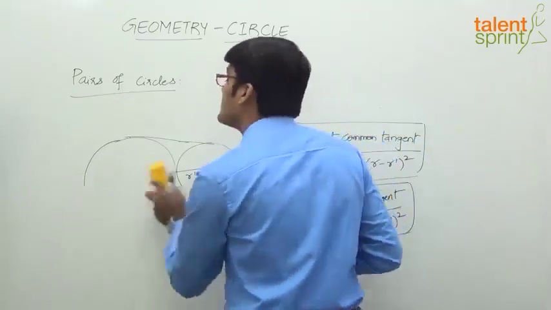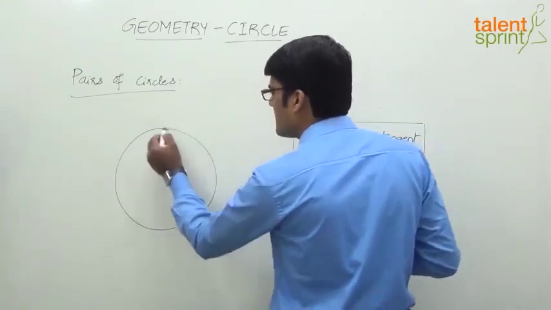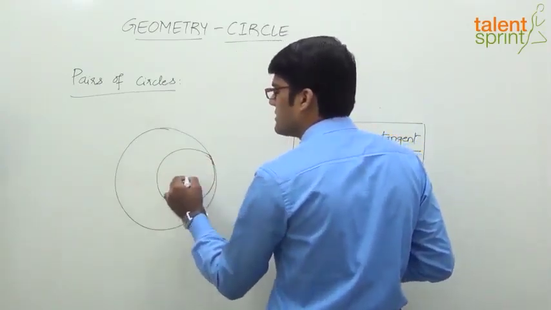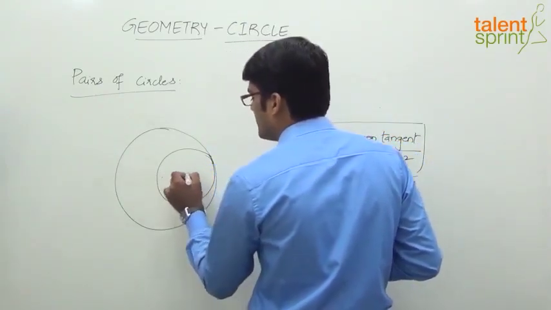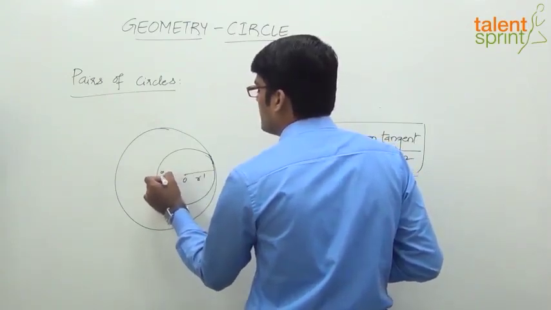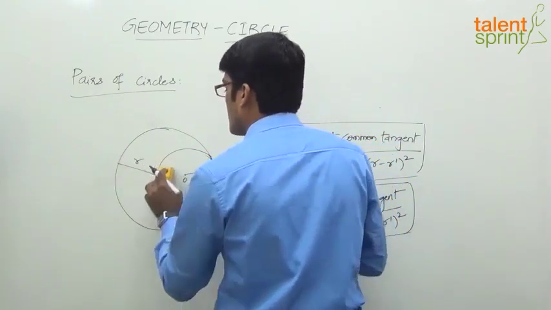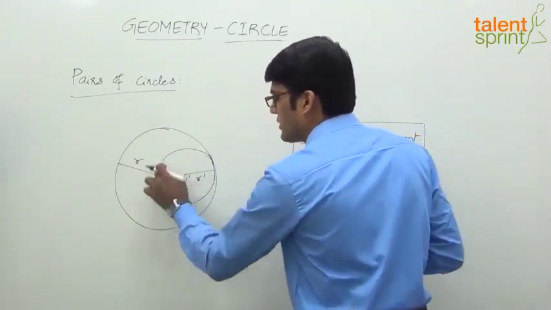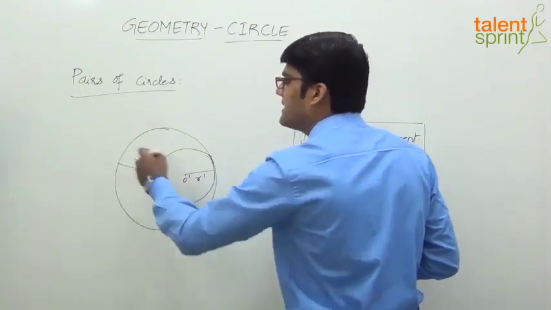What happens when the two circles are touching each other internally? For example, let's say this is a bigger circle and there's another smaller circle inside, touching it. This is the center O dash and here is the other center O. This length is R dash. So for the smaller circle, the center is O dash and the radius is R dash. For the larger circle, the center is O and the radius is R.